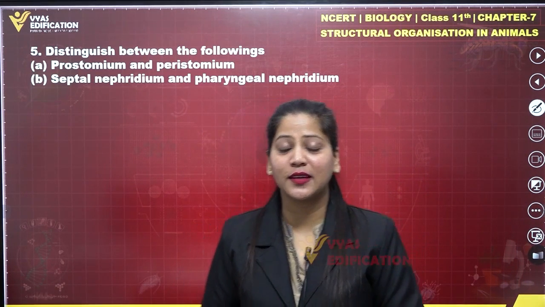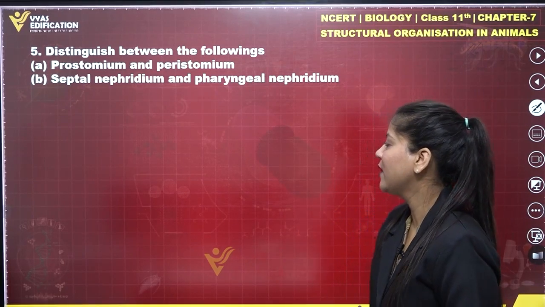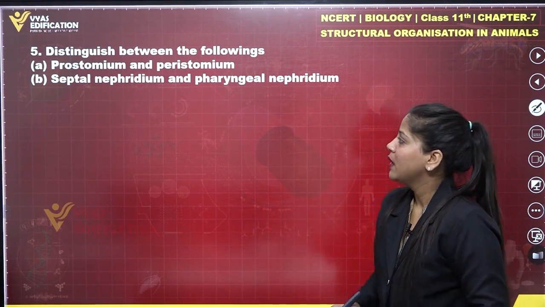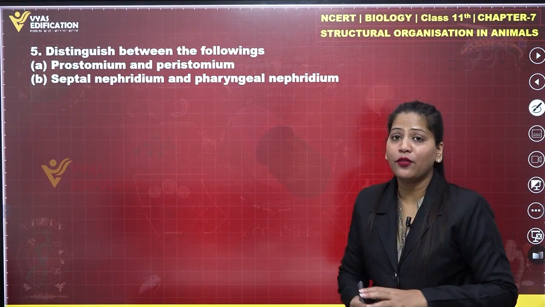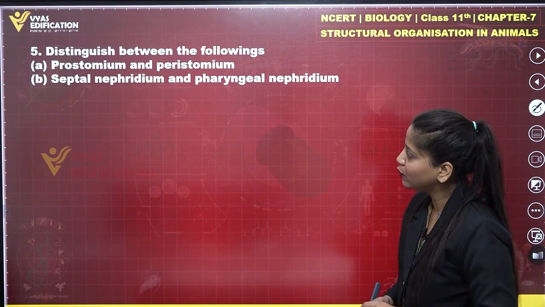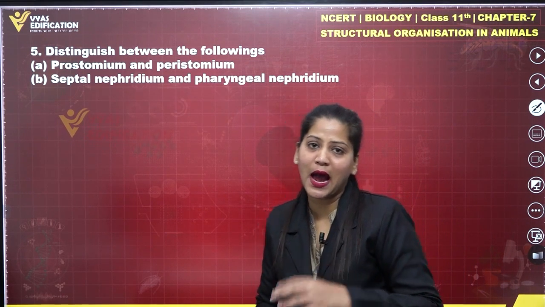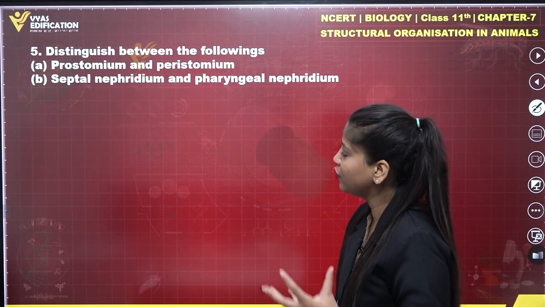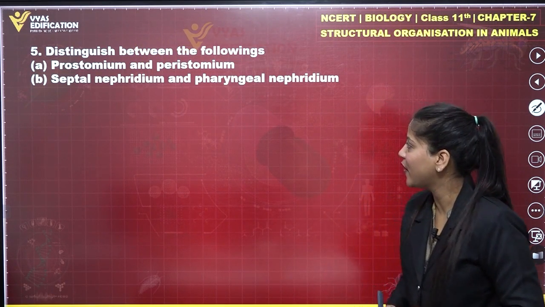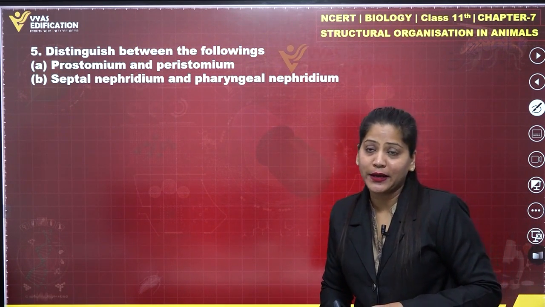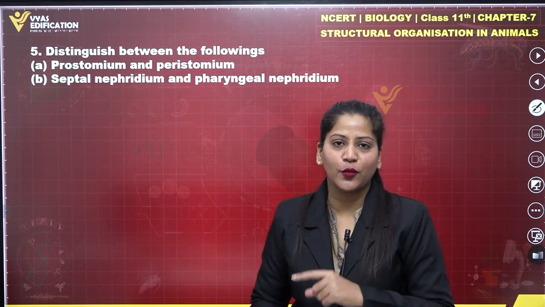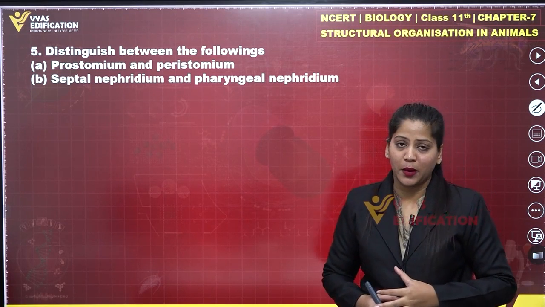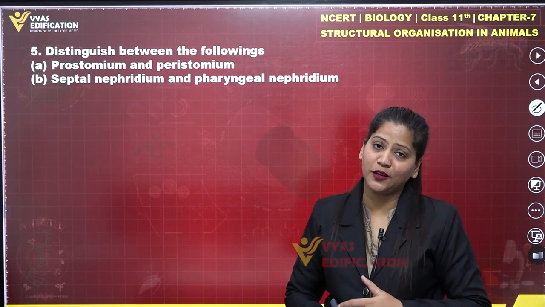So now we have to discuss another question, question number 5, and in question number 5 also we have 2 parts. Now we have to distinguish between the following. Part 1 says we have to distinguish between prostomium and peristomium. The second part is to distinguish between septal nephridium and pharyngeal nephridium. Alright, if we talk about the first part of this question, that is distinguishing between prostomium and peristomium, what are prostomium and peristomium?